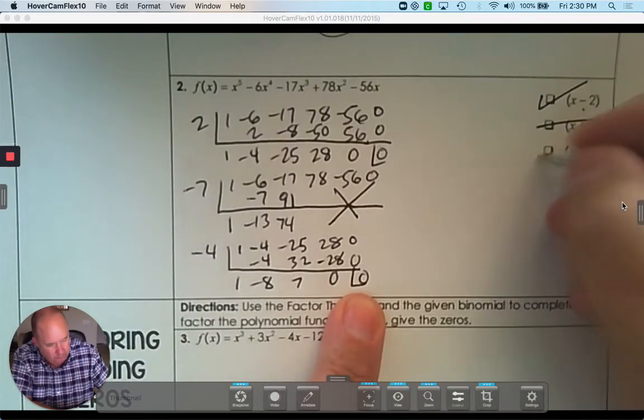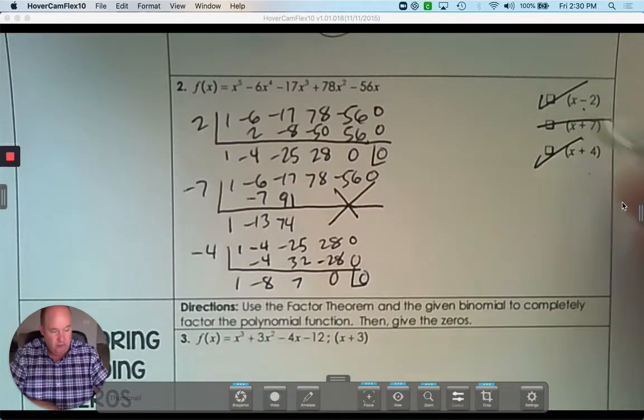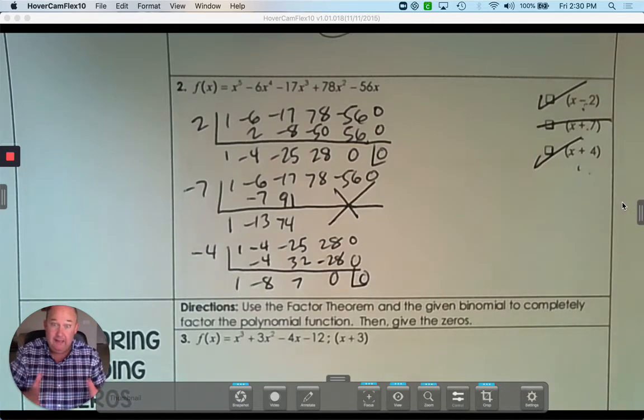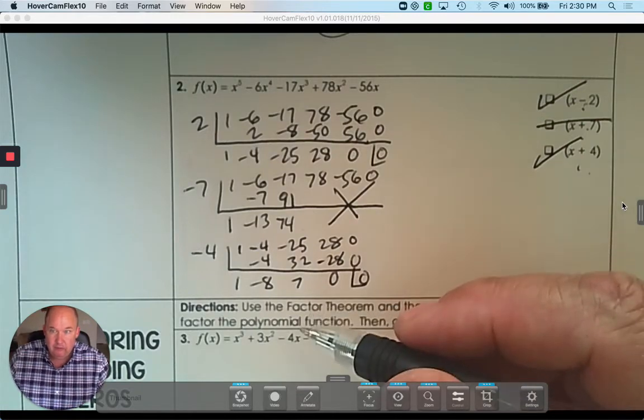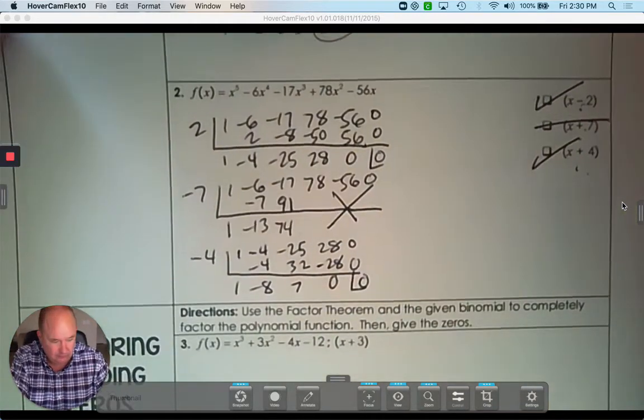Notice the remainder is 0. So which are the two that worked and which one didn't? Using, again, this is called the factor theorem. When you do synthetic substitution and you are looking to see if the remainder is 0, and if it is, a factor. All right, factoring and finding zeros.